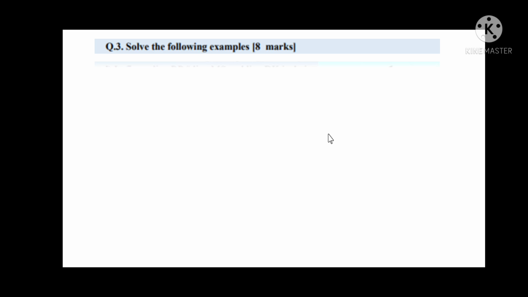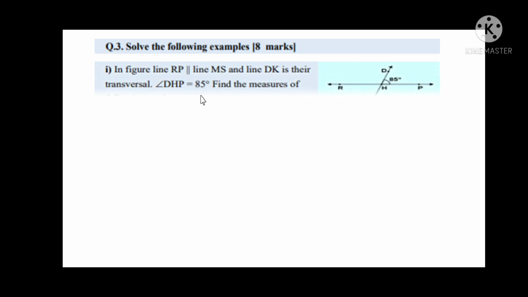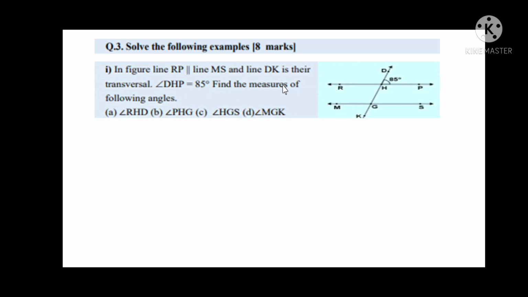Next, solve the following examples. 8 marks are there. In the figure, line RP and line MS are parallel and line DK is the transversal. Angle DHP is 85. Then find the measures of the following angles. First is angle RHD. Second is angle PHG. Third is angle HGS. And angle MGK. So let us see, friends.